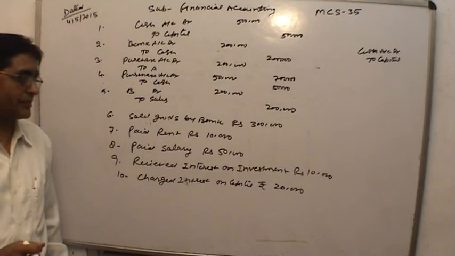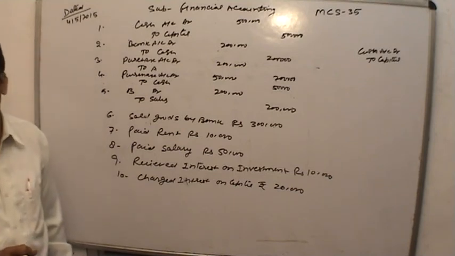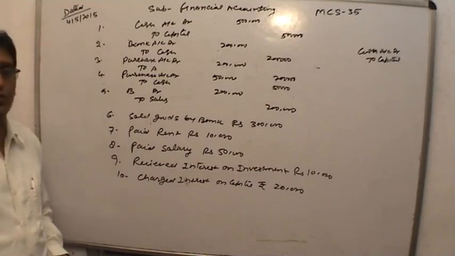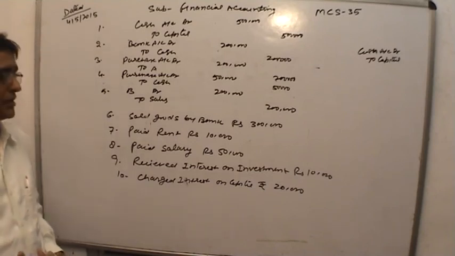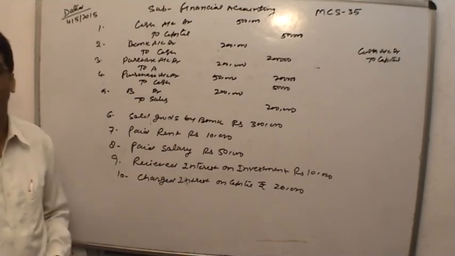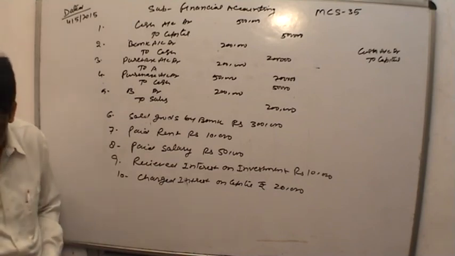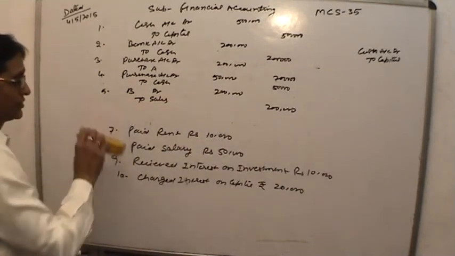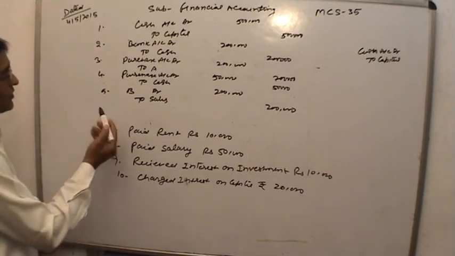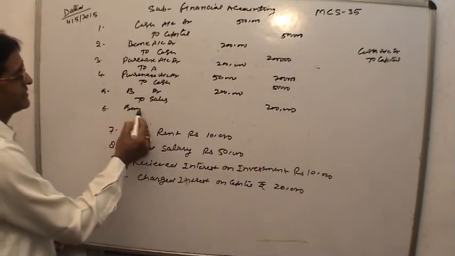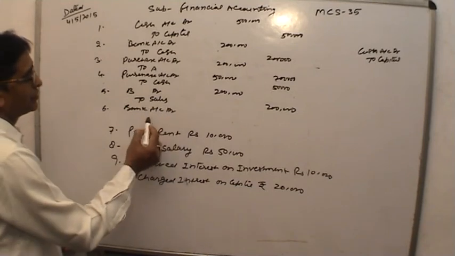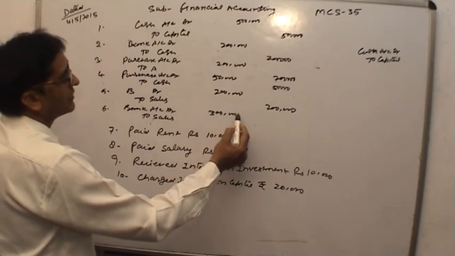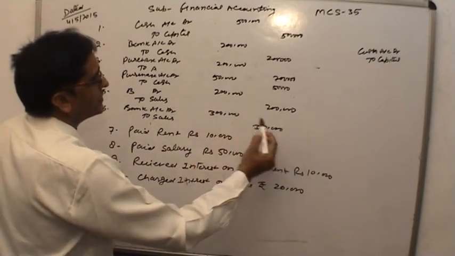Then sold goods by bank rupees 3 lakhs. In this case, we sold the goods, goods go out from us, and we receive the money in the form of bank. Therefore bank account debit to sales account. Bank account debit to sales by rupees 3 lakh, and here also rupees 3 lakh.